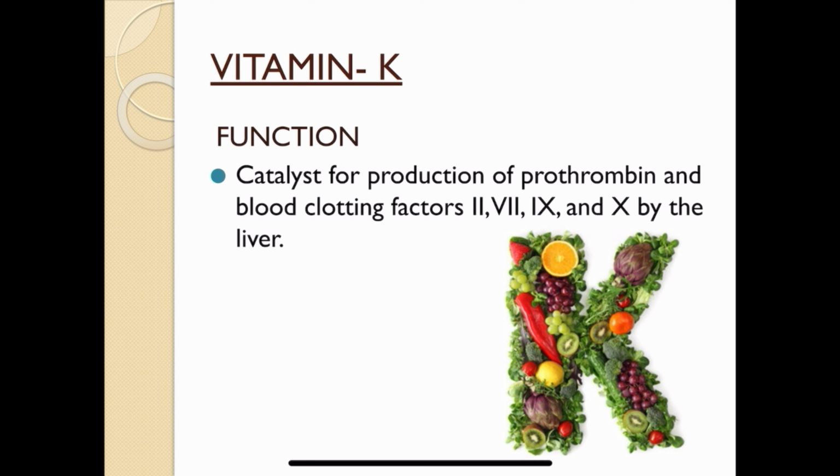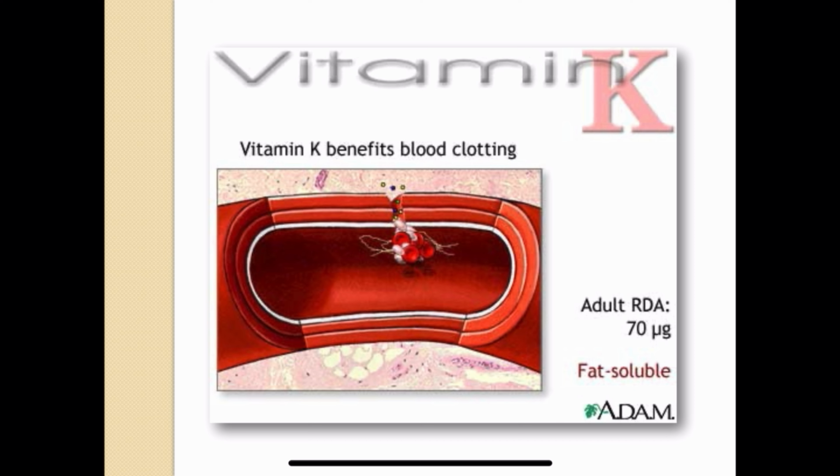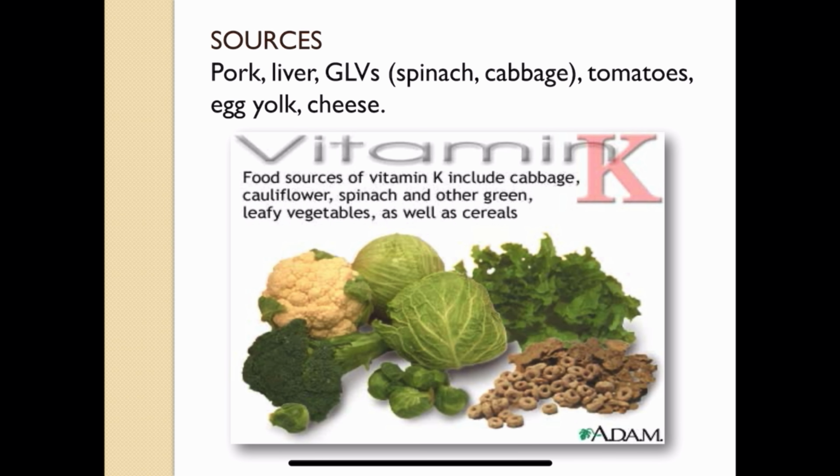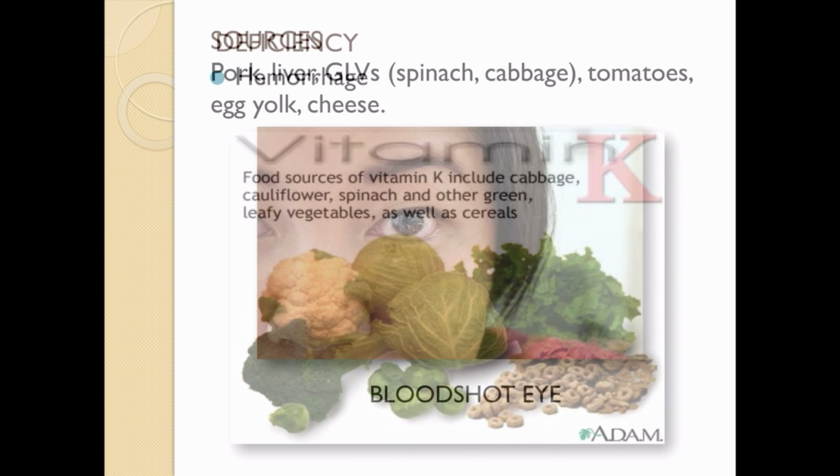Then we have vitamin K. It functions as a catalyst for production of prothrombin and the blood clotting factors 2, 7, 9 and 10 by the liver. The recommended dietary allowance is 70 micrograms, and it is a fat-soluble vitamin. The sources are pork, liver, green leafy vegetables, tomatoes, egg yolk and cheese.